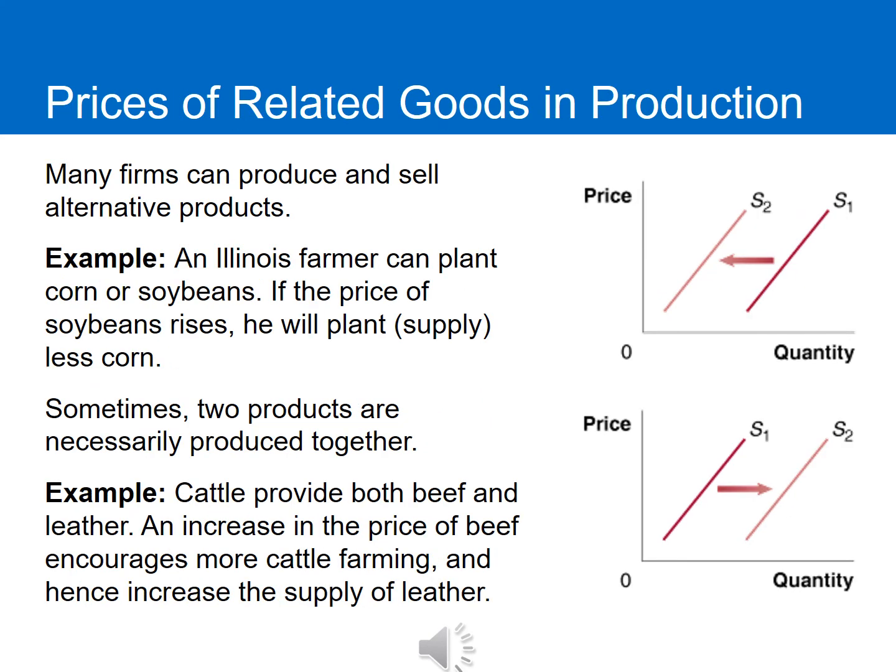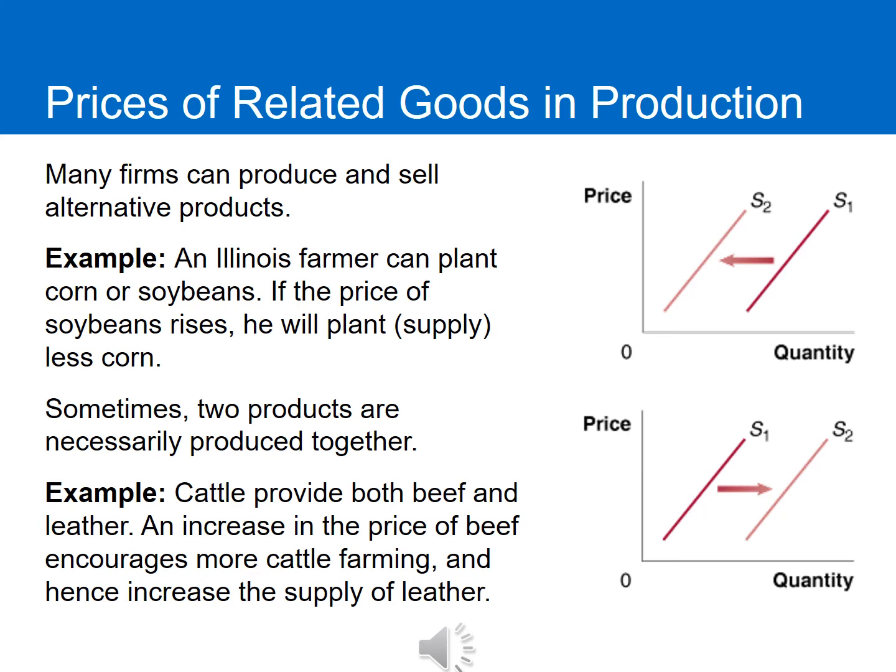Next, let's look at the price of related goods in production. Firms can produce and sell many alternate products. For example, an Illinois farmer can plant corn or soybeans. If the price of soybeans rises, that farmer will end up planting or supplying less corn. So the figure on the top right shows the supply curve for corn in this case. The supply curve is going to shift to the left. We'll see less corn being planted and sold because you can get a higher price for growing soybeans.